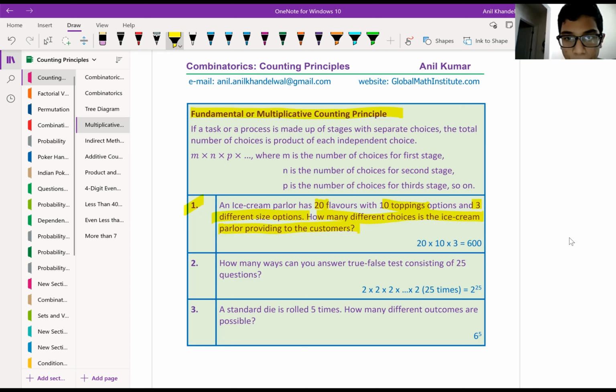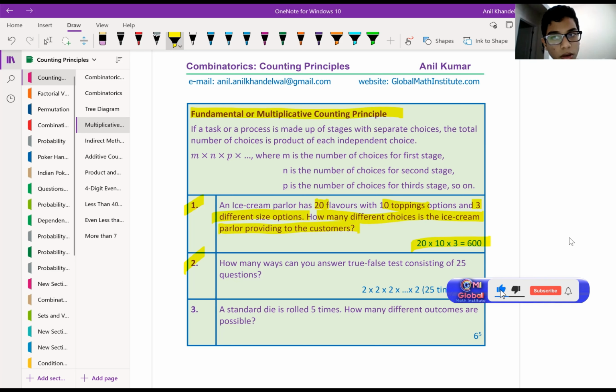We do not have to make a tree diagram or a table or anything else. These 3 are independent events which could be put in a sequence, one after the other, right? So 20 flavors, 10 toppings, and 3 different sizes will give us 20 times 10 times 3, 600 options from that ice cream parlor. Can you please read question number 2 and answer, please? How many ways can you answer true-false tests consisting of 25 questions? Can you answer this?